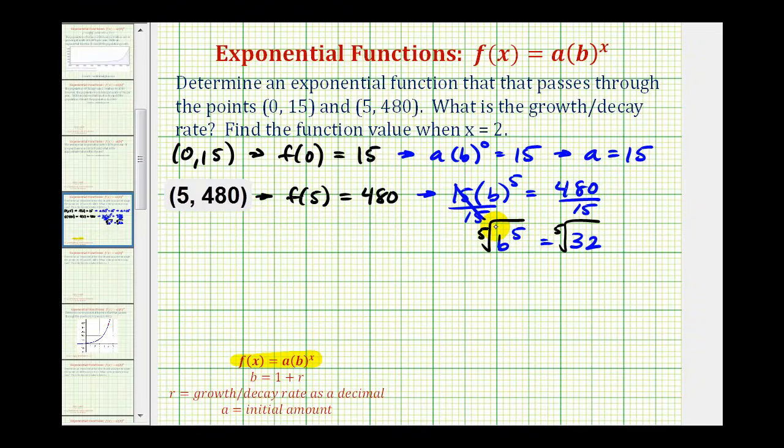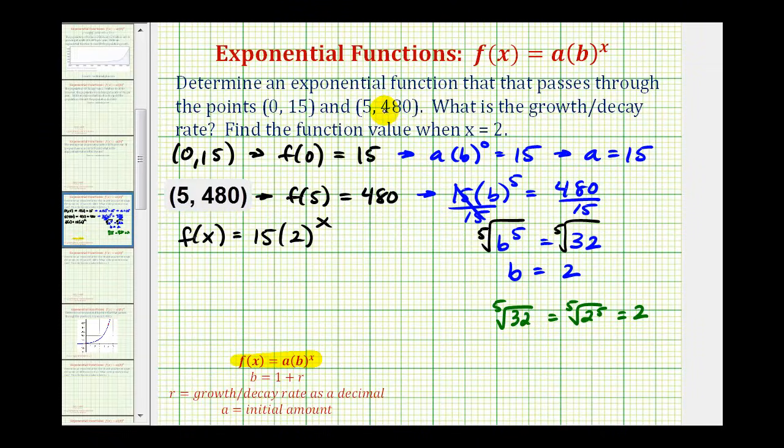The 5th root of b to the 5th simplifies to 1 factor of b, and the 5th root of 32 is equal to 2, because 32 is equal to 2 to the 5th. So this simplifies nicely to 1 factor of 2, which means the exponential function that we're looking for that passes through these 2 points is f of x equals a, which is 15, times b, which is 2, raised to the power of x.